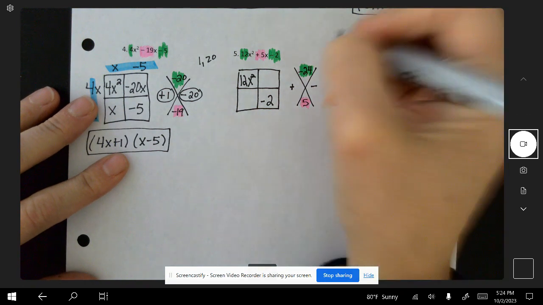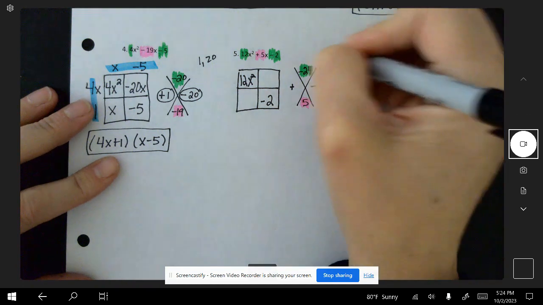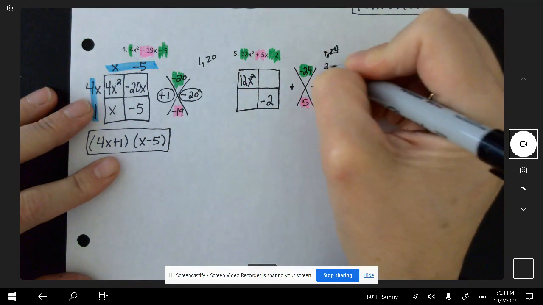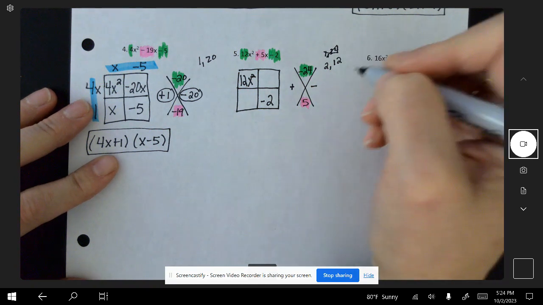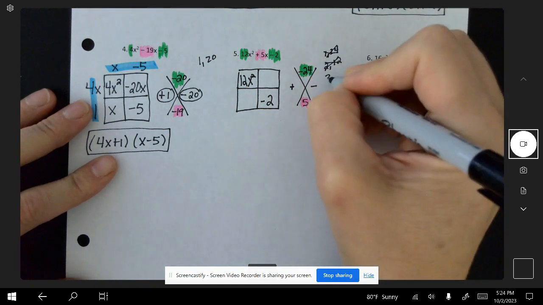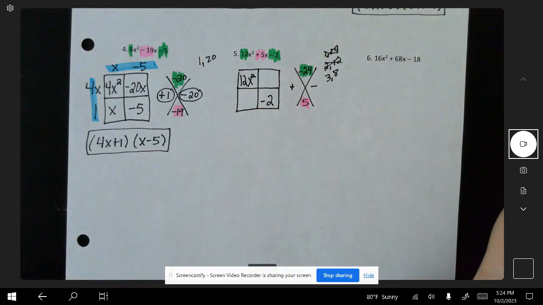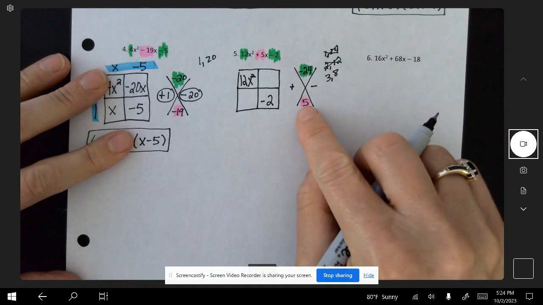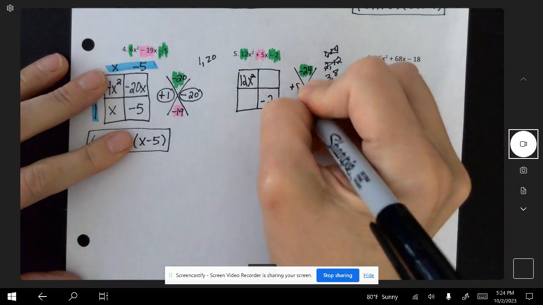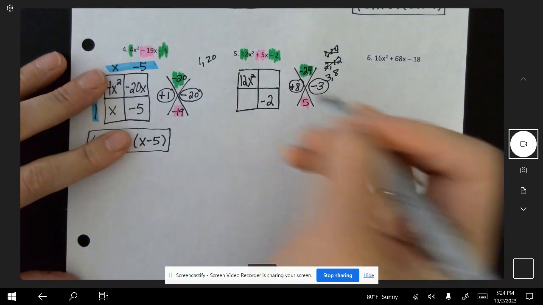All right, let's start at 1. 1 and 24. But 24 minus 1 is 23, so that doesn't work. 2. 2 and 12. But 12 minus 2 is 10. That doesn't work. 3. 3 times 8 is 24, and 8 minus 3 is 5. Those work. My bigger number is 8. It needs to be the positive since I have a +5. So +8, -3. These are our two numbers. Doesn't matter where you put them.